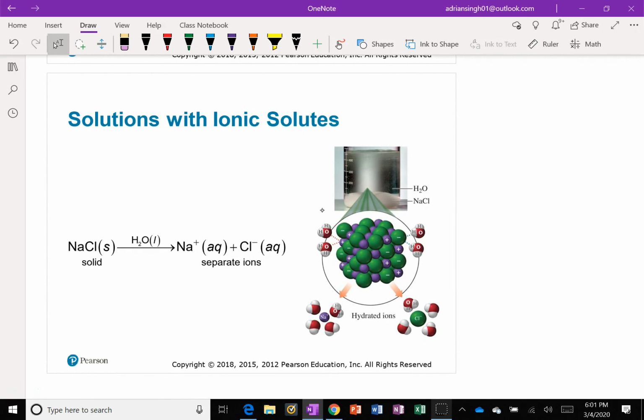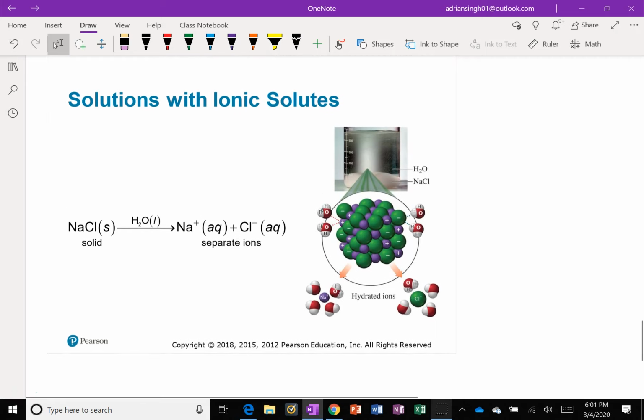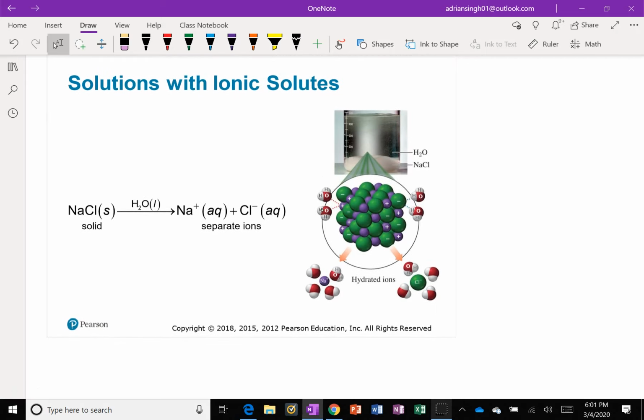All right, so we've talked about why solutions form in the first place. If the polarities are the same, solutions will form. In some solutions, we're going to encounter solutes that are ionic compounds, or ionic solutes. So how do these solutions actually form in the first place?